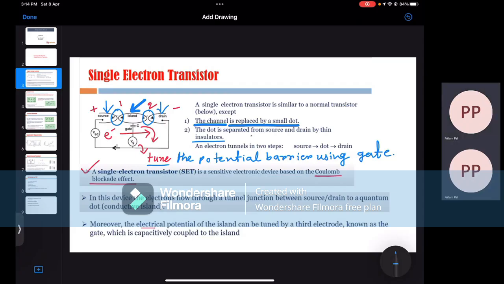And this dot is separated from the source and drain by a thin insulator. So this portion is quantum confined because of the insulating material on both sides towards the source and drain. The carriers enclosed in this island cannot easily go to the source side or drain side. So it's like a case of 3D confinement. I'll move to the next slide.